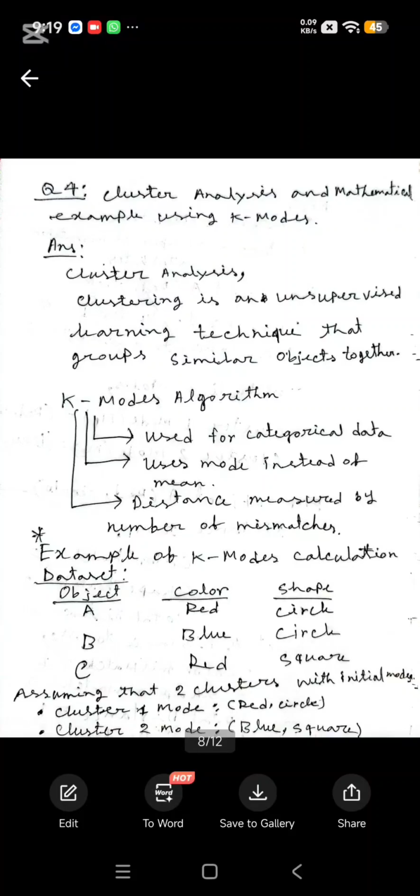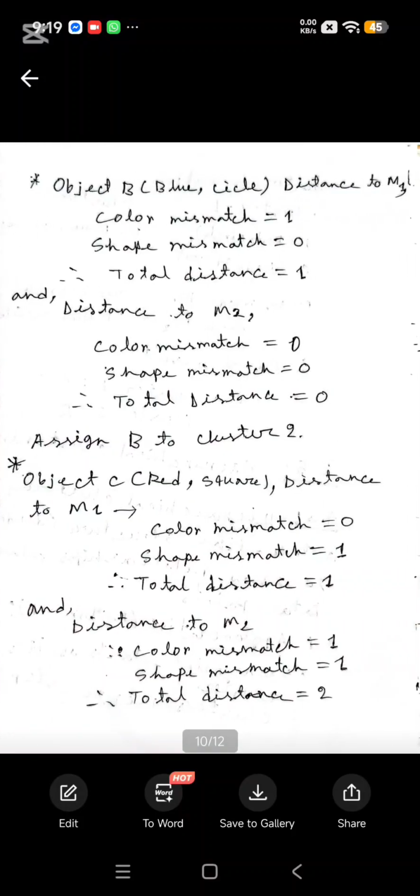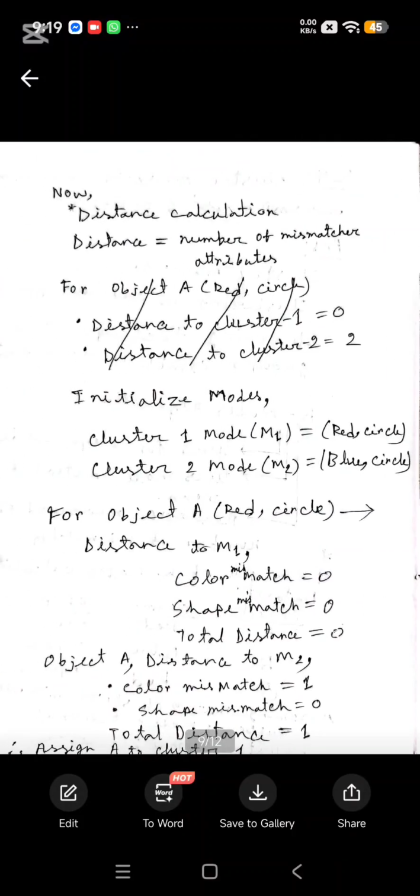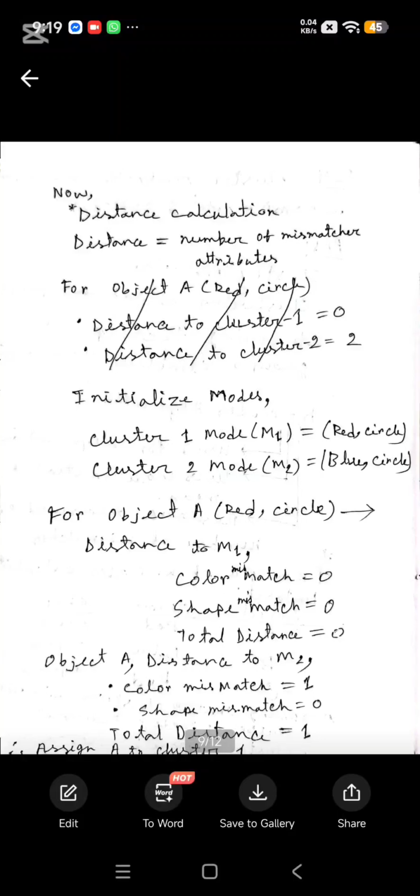Assume we have objects described by color and shape, and we want to form two clusters. We start by choosing two initial modes. Then for each object we count how many attributes do not match each mode. The object is assigned to the cluster with the minimum number of mismatches. Through this process, k-modes effectively groups categorical data in a logical, interpretable way.